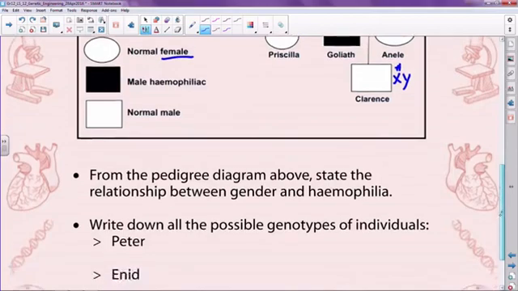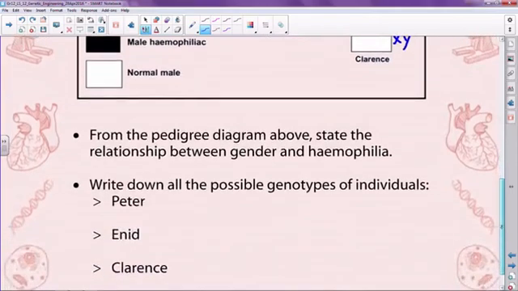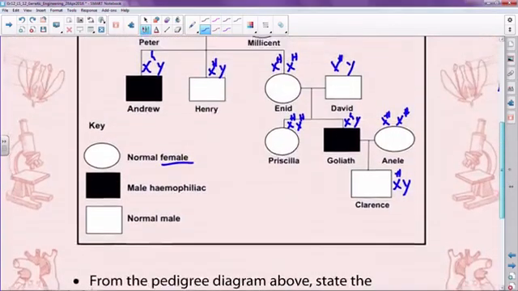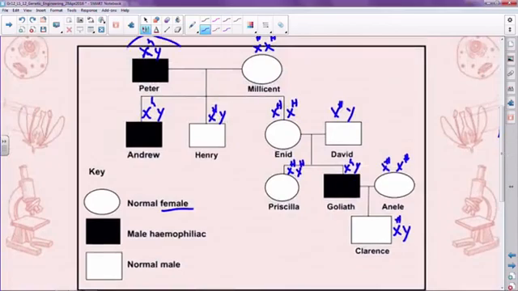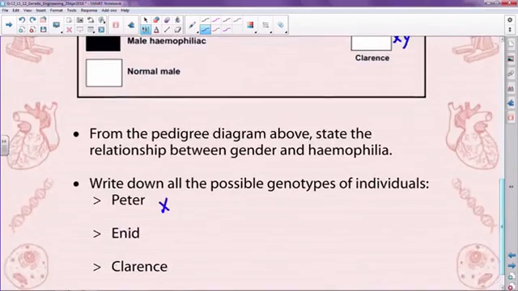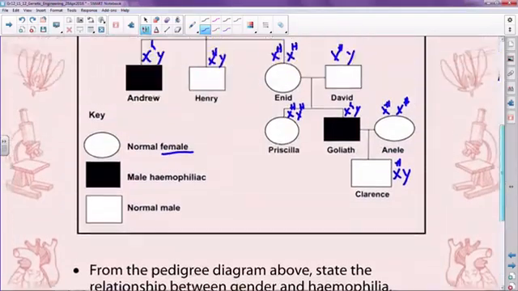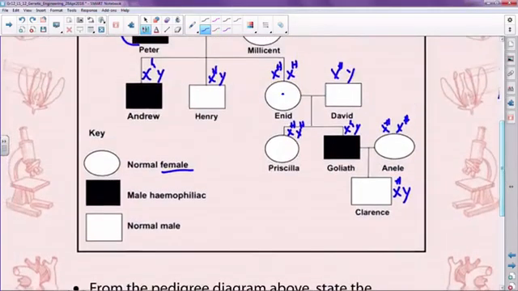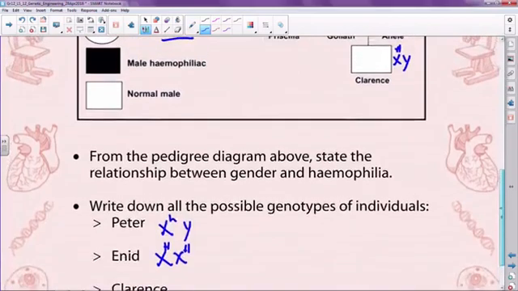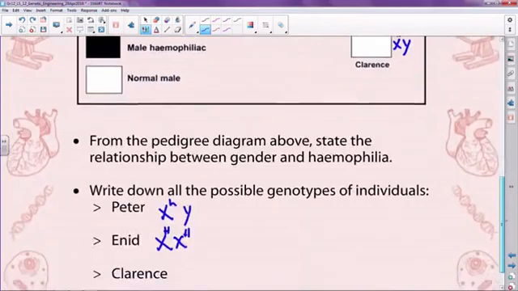Okay, let's have a look. Write down all the possible genotypes for the individuals. Peter, let's see, where's Peter? We did it. Okay, so Peter, if I have a look at it, is X with a small h and a Y. Okay, where's the next one? There it is. It's two X's. It's a female. Okay, and they're both capitals. Okay, and the last one, parents, there it is.